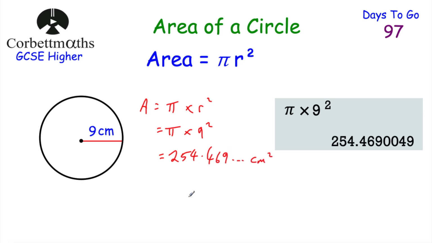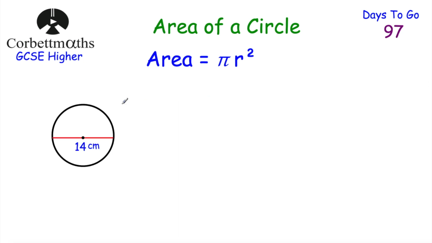And let's round that to 2 decimal places. So our answer to 2 decimal places would be 254.47 centimeters squared, as the digit after is 9, so we round up. And that's it. So to find the area of a circle, we use the formula pi r squared. So we do pi times the radius squared, so pi times 9 squared. 9 squared is 81, so it's pi times 81, and that's 81 pi, or as a decimal, that would be 254.47 centimeters squared to 2 decimal places, and that's it.